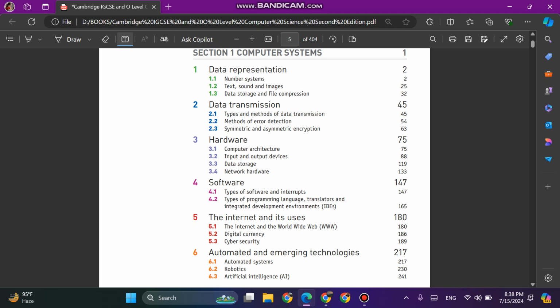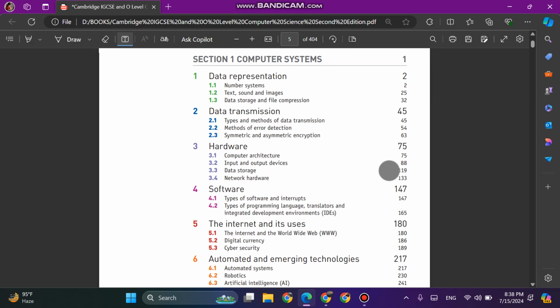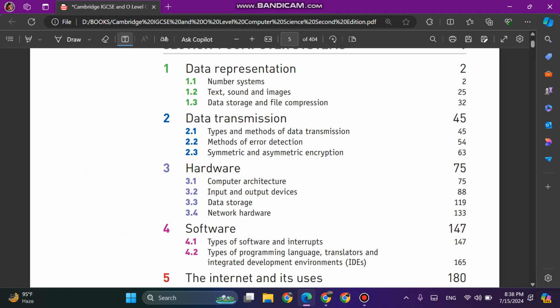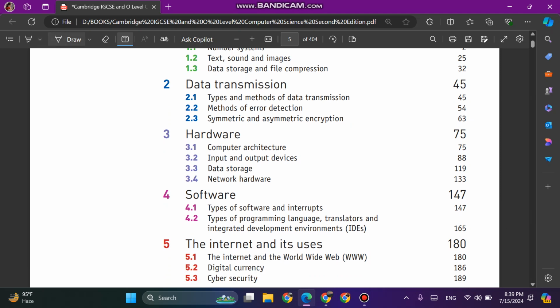Chapter number 2 is data transmission, and in this chapter you will learn about types and methods of data transmission, how your data is transmitted from one point to another, which methods are supposed to be used, and how your data can be checked to assure whether it is right or wrong.